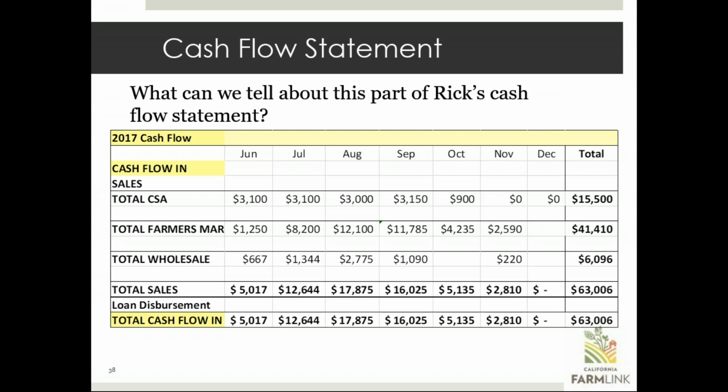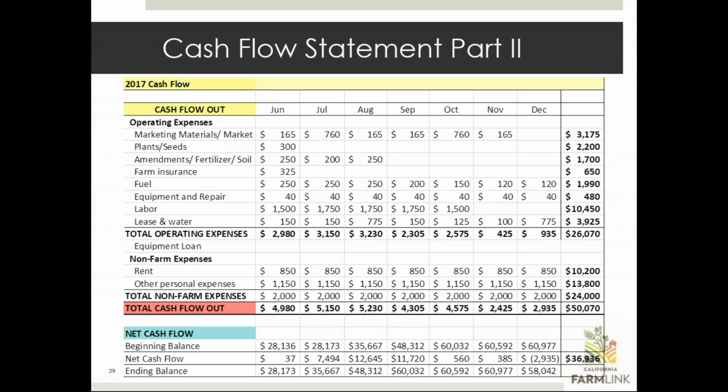And we also don't see, there's a line for loan disbursement, but there are no numbers there. So during that time period, there was no projected cash from a loan. So if you go to the next slide, Megan, please, to cash flow statement part 2, now we can look at the bottom part of the cash flow statement where we have the expenses for that same time period.